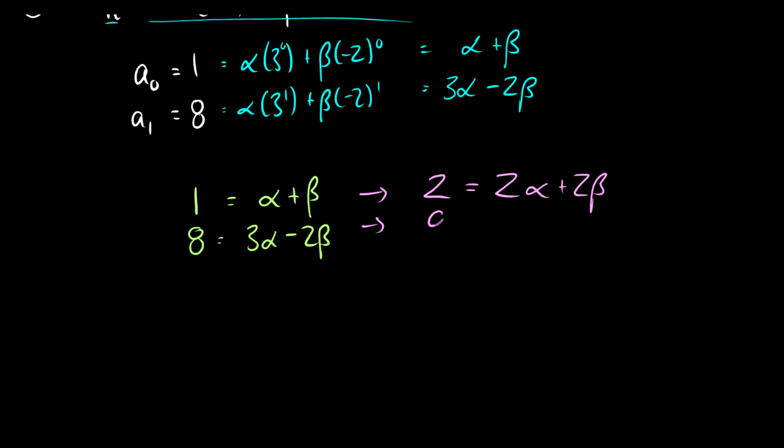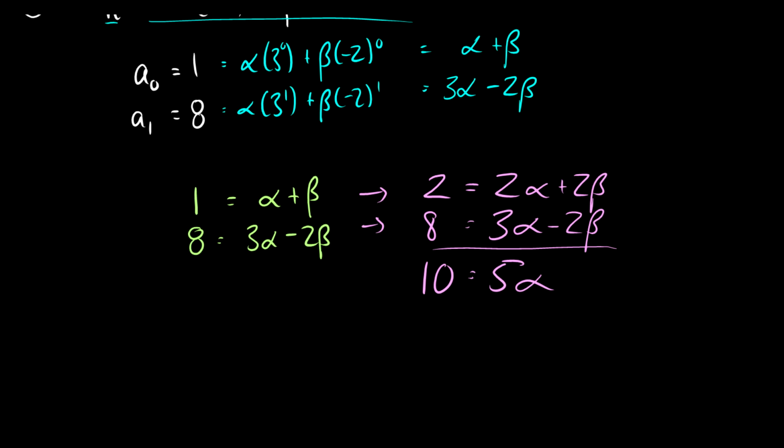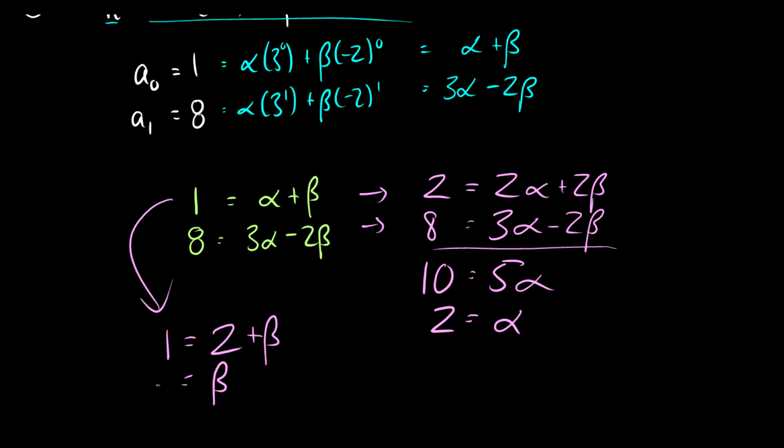We keep the second equation the same. 8 is equal to 3 alpha minus 2 beta. And now we can add these up to solve for alpha. So 10 is going to be equal to 5 alpha, because 2 beta minus 2 beta cancels. So now we know that alpha is equal to 2. Okay, so using this equation, we have 1 is equal to 2 plus beta, so beta is equal to -1.